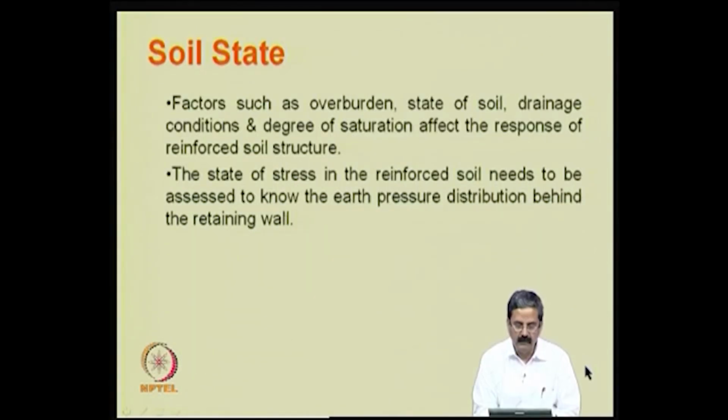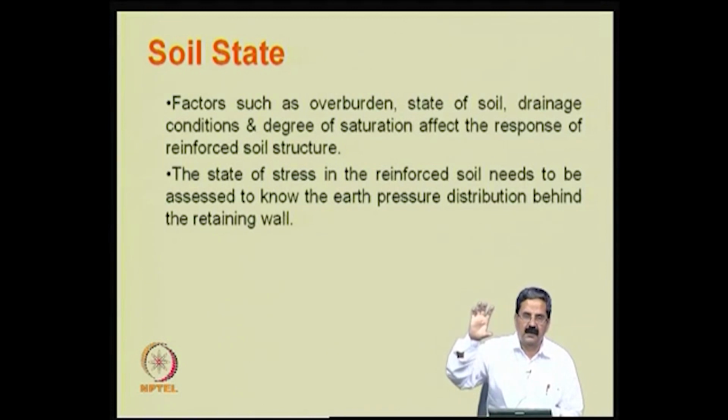Then the soil state, there are a number of reasons here. We said cohesive soil is also okay, and we also said sand is fine, but soil alone is not sufficient. The state of the soil, how does it respond? For example, at pull out, overburden matters. In a retaining wall you have 1 meter, 2 meters, 3 meters, 3 or 4 depths of overburden, or in an excavation a depth of overburden is there. So the state of the soil is very important. Why?